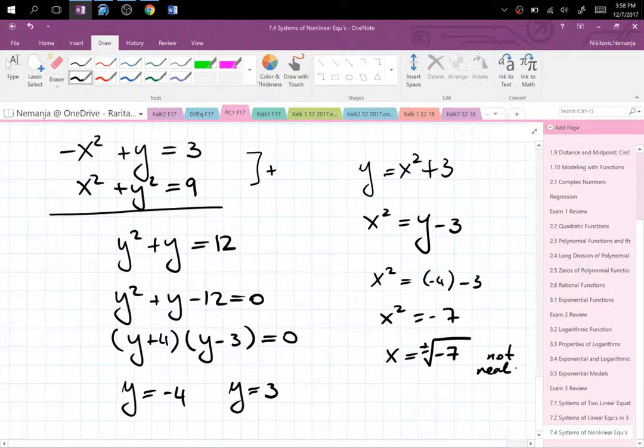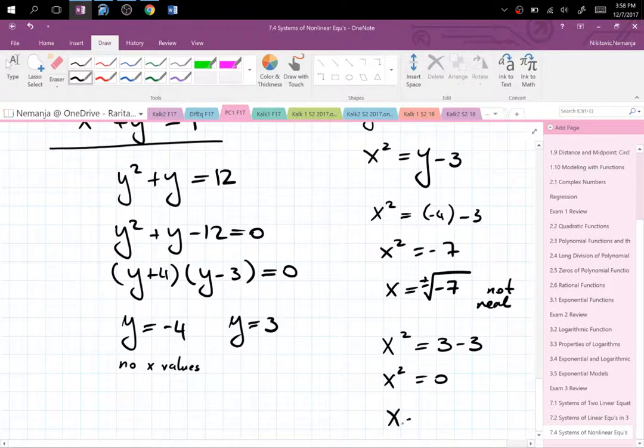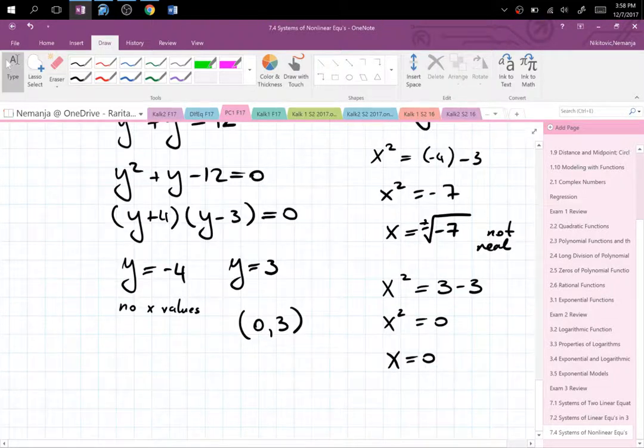Not real. Therefore, we do not have x values for y's. So no x values. And if we solve the other one, which is x squared is equal to 3 minus 3, when y is 3 for the second one, we get x squared equals 0, so x equals 0. So now you get a point (0, 3). It intersects at only one point.